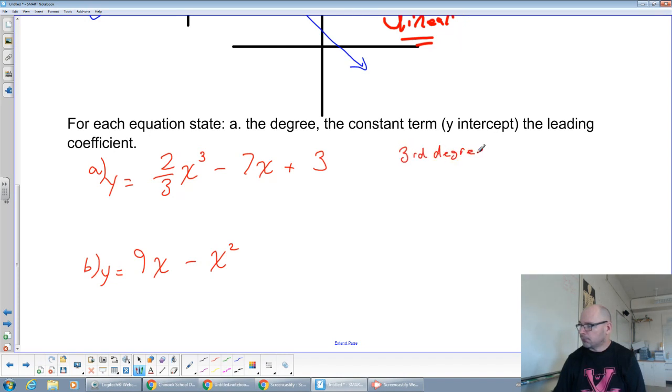Okay. The constant term is 3, so y-intercept equals 3, and the leading coefficient is 2/3, positive 2/3 leading coefficient.